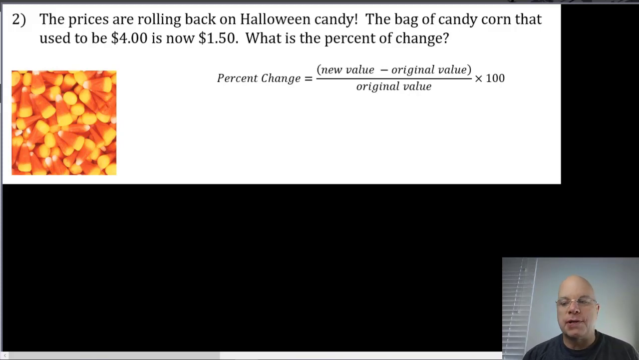Okay, we talked today about percent change. Problem number 2 says the prices are rolling back on Halloween candy. The bag of candy corn that used to be $4 is now $1.50. What is the percent of change? So we talked about this formula.